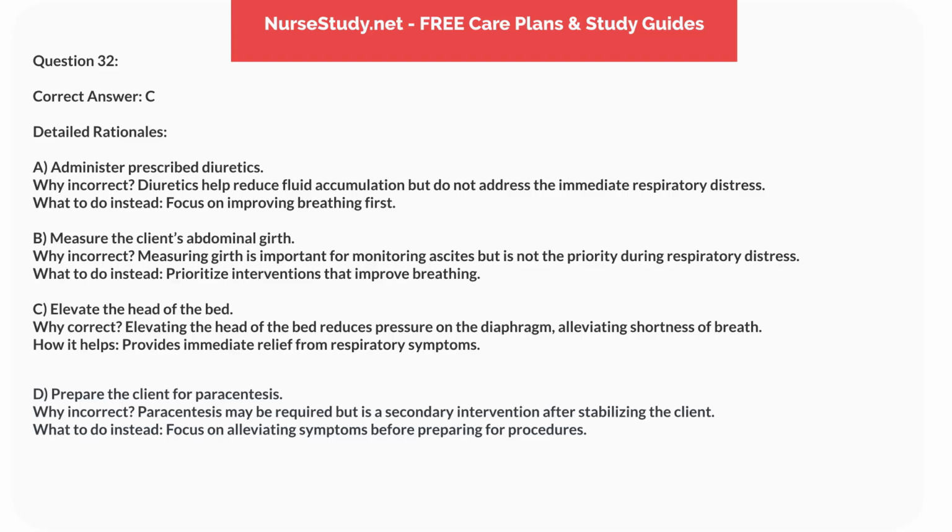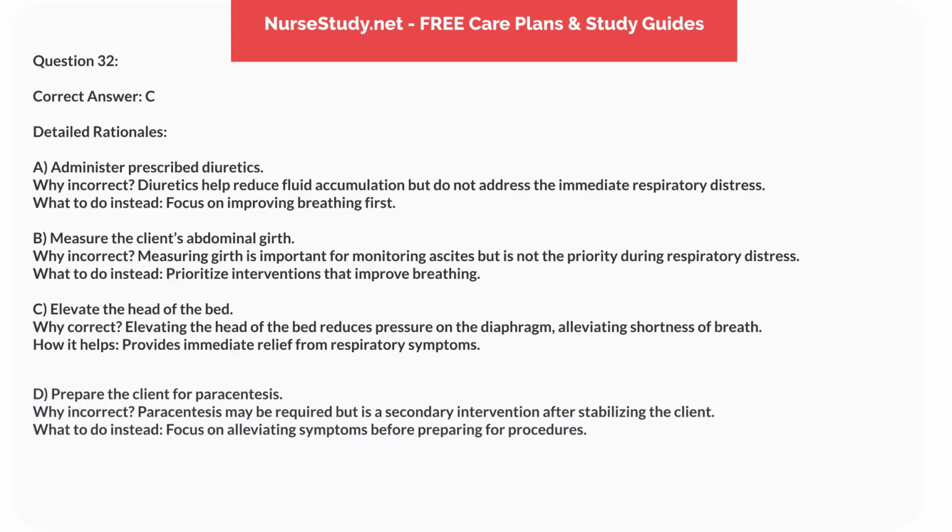A. Administer prescribed diuretics. Why incorrect? Diuretics help reduce fluid accumulation but do not address the immediate respiratory distress. What to do instead? Focus on improving breathing first. B. Measure the client's abdominal girth. Why incorrect? Measuring girth is important for monitoring ascites but is not the priority during respiratory distress. What to do instead? Prioritize interventions that improve breathing.